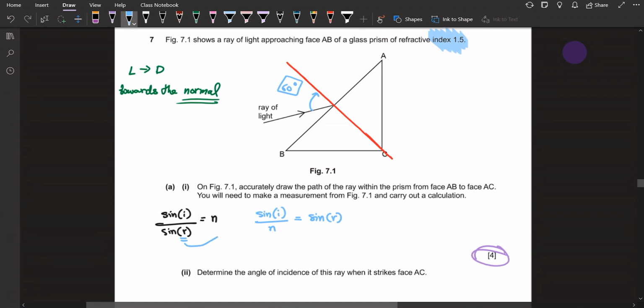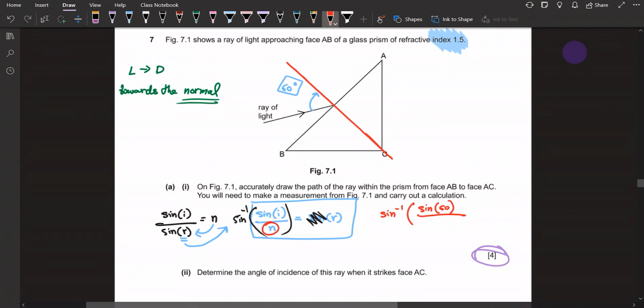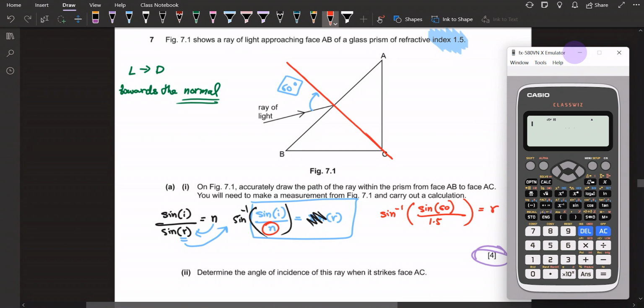What we did is we just brought this here and this on the other side, so we get this part. And when we get this part, what we can do is remove the sine from here and write sine inverse on this side. By writing this, we get our angle of refraction. So we have sine of incident angle 60, so sine 60 divided by a refractive index, which is 1.5, is going to give us the angle of refraction.